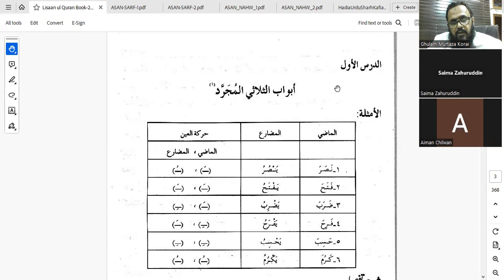Lam yansur, he did not help. It changes into past, negative. Lam yadhhab, he did not go. Or he never went? Can you say he never went? No, he did not go. Okay.